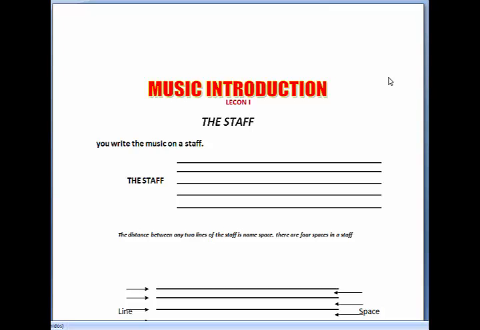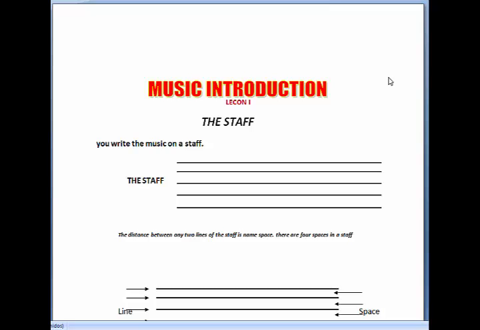Music theory. It's simple, it's not a big deal. Music lessons, okay? In music there are two parts: theory and practice. Now, we're going to see the music theory.